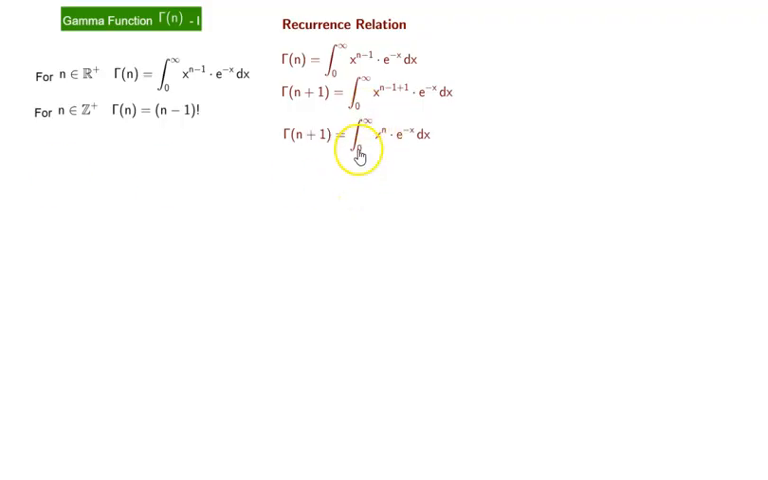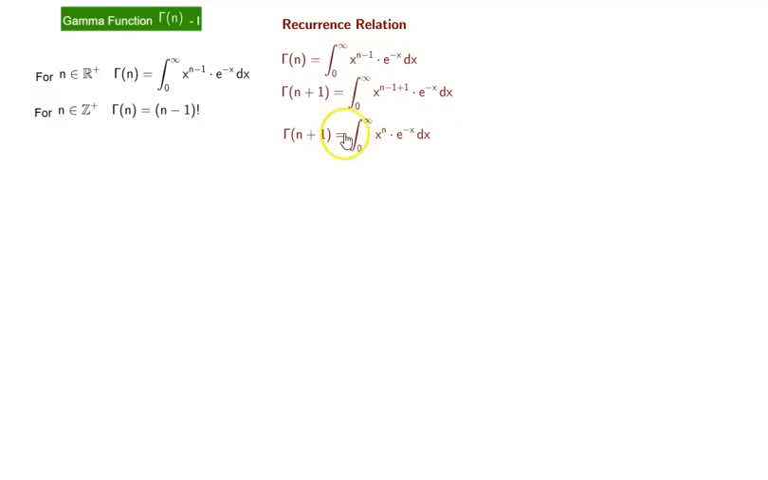So let's look at some important ideas behind this. One is the recurrence relation. So we start with the definition. Gamma of n is equal to the integral 0 to infinity of x to the power of n minus 1 times e to the power of minus x dx. We take n as n plus 1. So gamma of n plus 1 is equal to integral from 0 to infinity of x to the power of n minus 1 plus 1 times e to the power of minus x dx, which simplifies to integral from 0 to infinity of x to the power of n times e to the power of minus x dx.